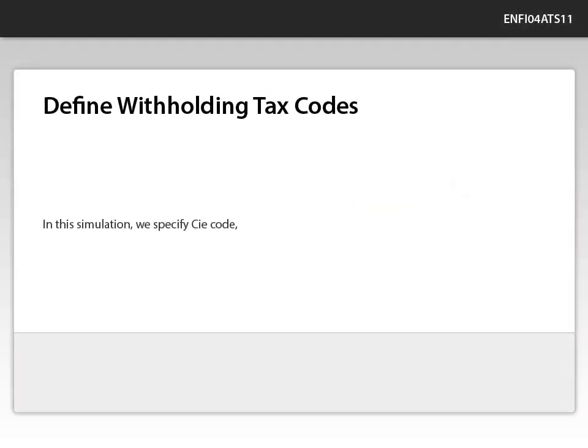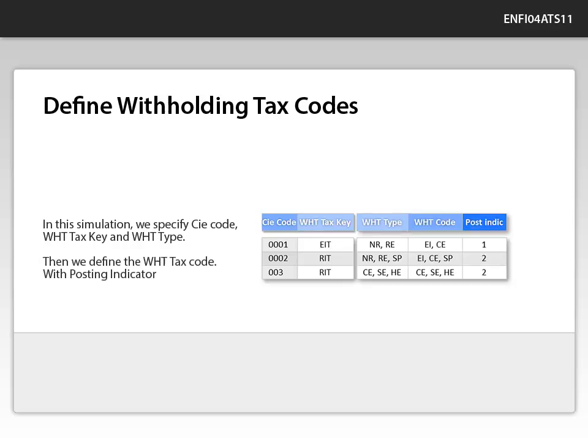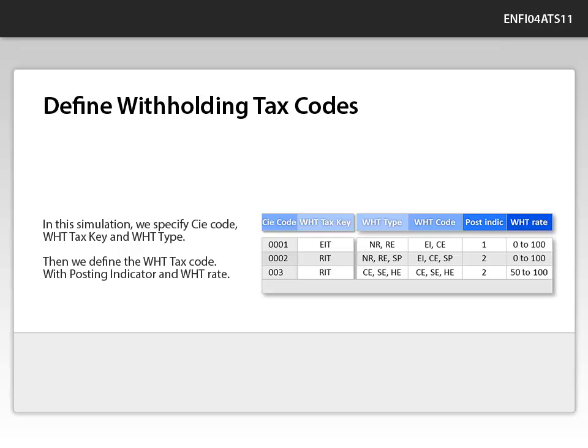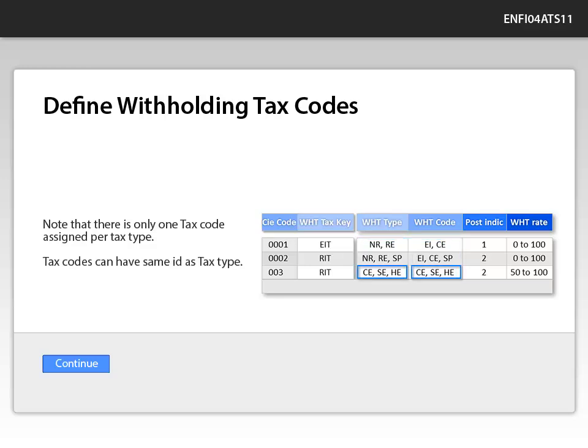In the simulation, we specify the company code, withholding tax key, and withholding tax type. Then we define the withholding tax code, with posting indicator and withholding rate. Note that there is only one tax code assigned per tax type. Tax codes can have the same ID as the tax type. Press Continue.